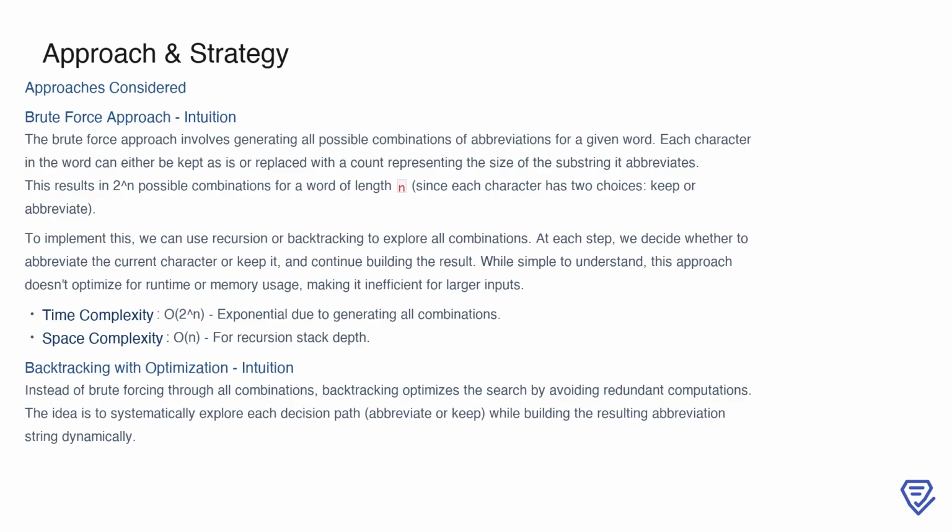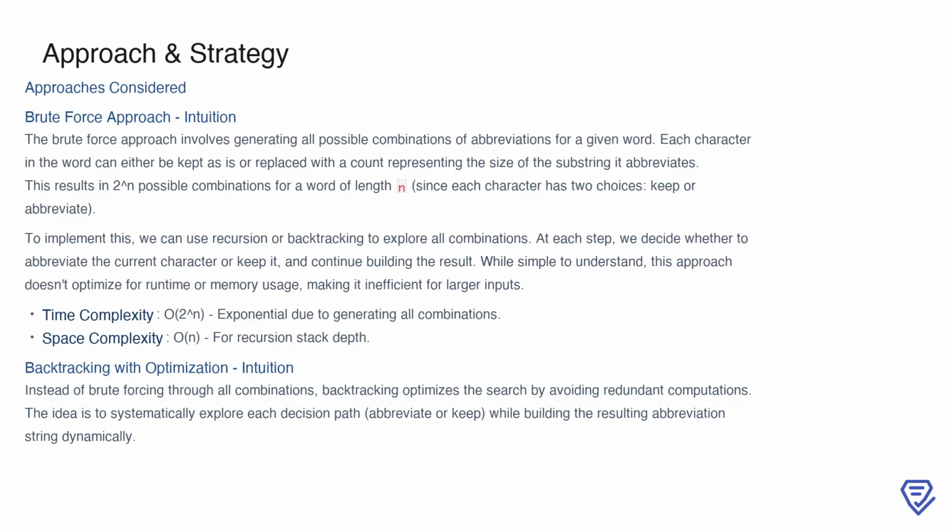To implement this, recursion or backtracking can be used to systematically explore all possibilities by deciding at each step whether to abbreviate or retain the current character. However, while this method is simple and intuitive, it's computationally expensive. Its time complexity is exponential, 2 to the power of n, due to the large number of combinations, and it also requires O(n) space for the recursion stack, making it impractical for longer words.